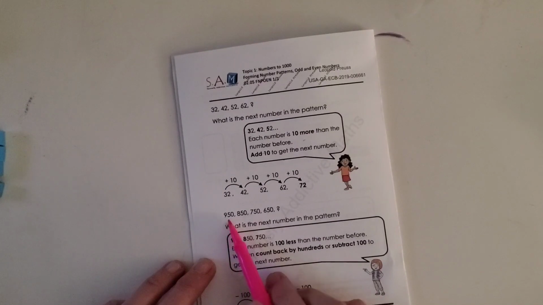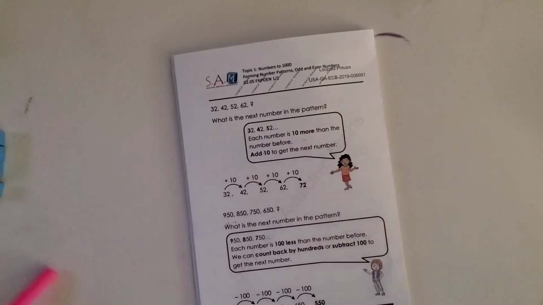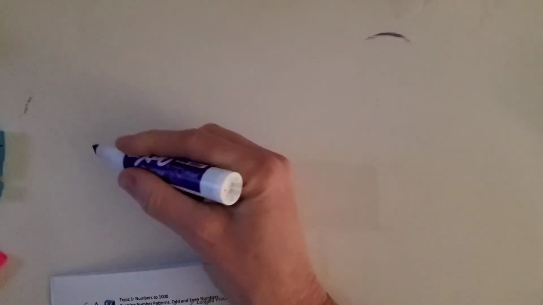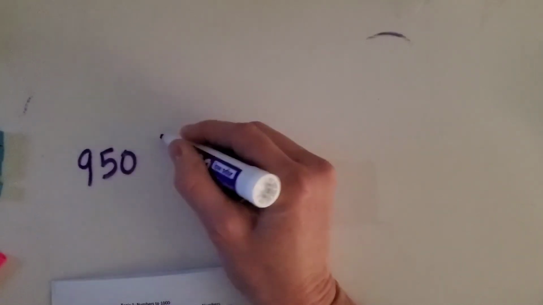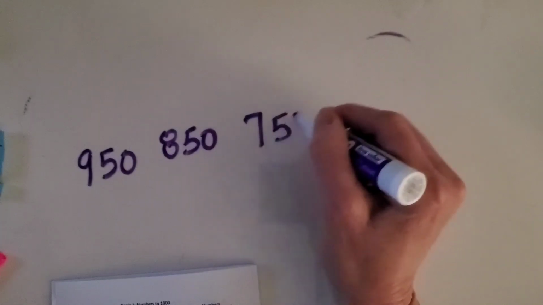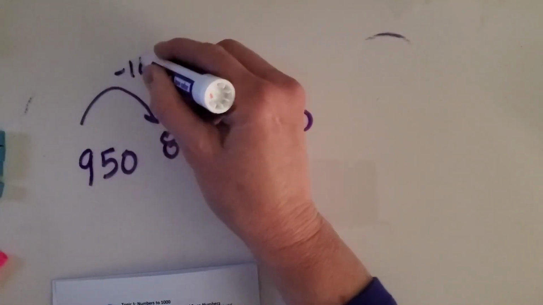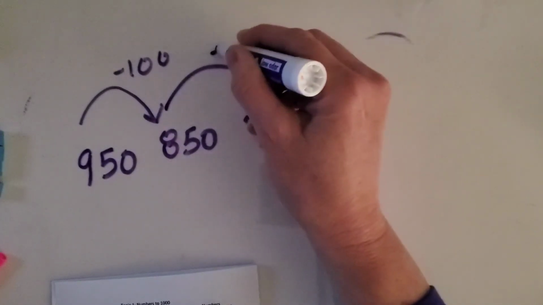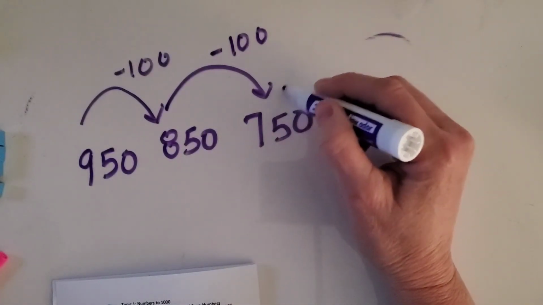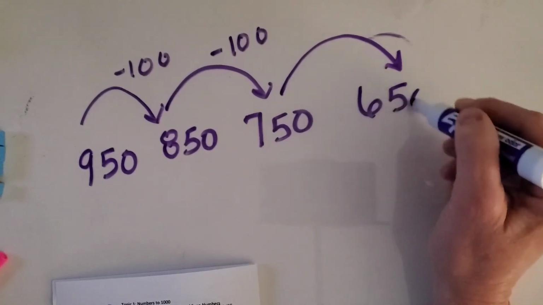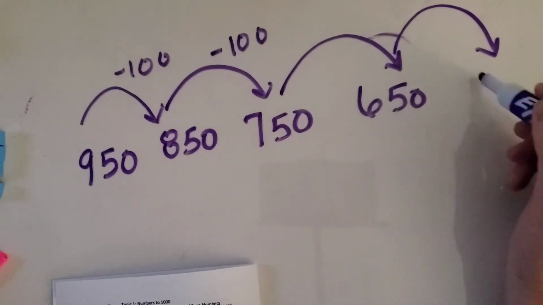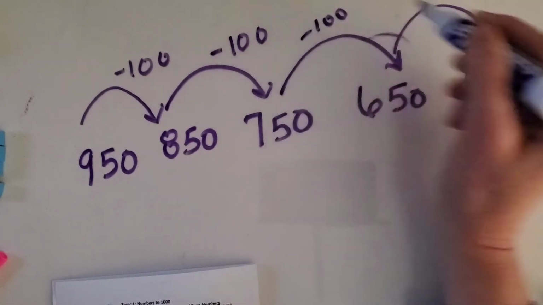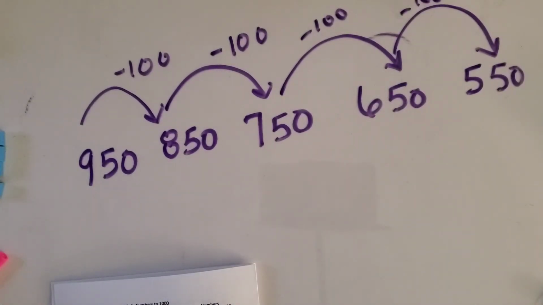So the next over here is we're counting by 100s. 950. Oh, and we're counting backwards. 950, 850, 750, 650. What's the next number? If we are going to go backwards here, we have 950, 850, 750. We're going back by minus 100, right? So minus 100 would be 650, and minus 100 would be 550. So that's kind of fun to count backwards by 100s. That just sounds really, really cool, I think.